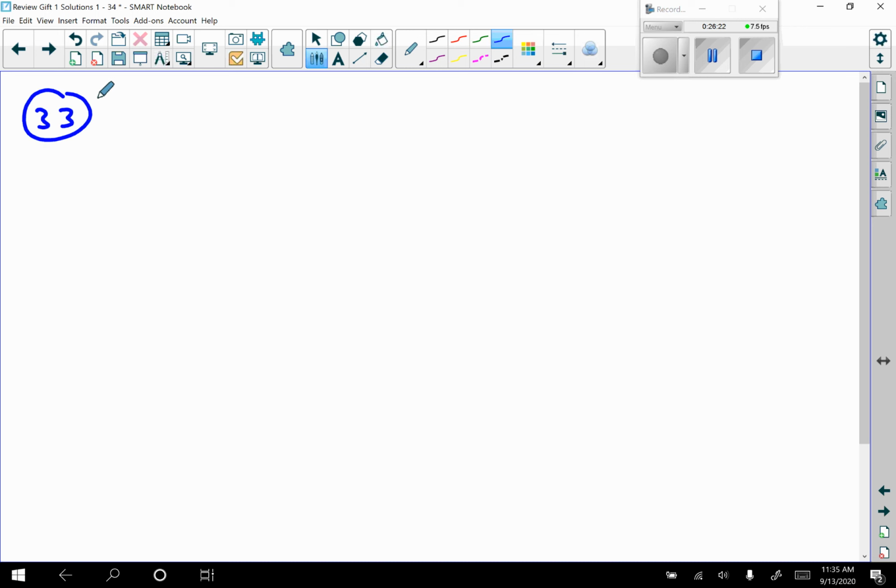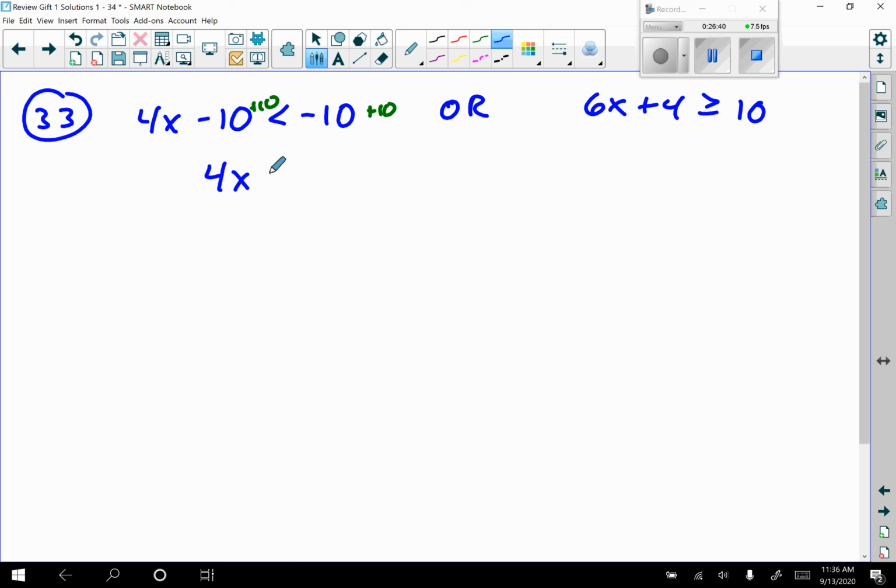33 definitely separated with an or. We have two inequalities here. 4x minus 10 is less than negative 10, or 6x plus 4 is greater than or equal to 10. So I'm going to start by adding 10 here, and be careful with what we're going to write. 4x is going to be less than negative 10 plus 10 is 0. When I divide by 4, it's positive, so I don't have to flip my sign, but 0 divided by anything is 0. Over here, I'll subtract 4 first, so we'll get 6x is greater than or equal to 6. Again, what I'm dividing by is positive, so x is greater than or equal to 1.